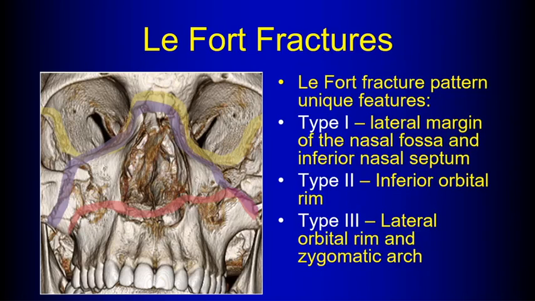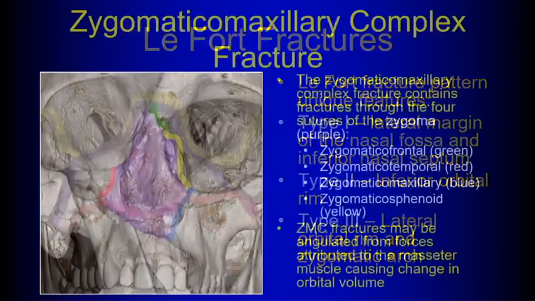So the Lefort fractures have unique features, and so if you look for these specific features, you can help guide you in describing these fractures. The type 1s will extend through the lateral margins of the nasal fossa and inferior nasal septum and typically spare the orbits, whereas the type 2 will involve the inferior orbital rim, and the type 3 will go laterally through the lateral orbital rim and walls and zygomatic arches.